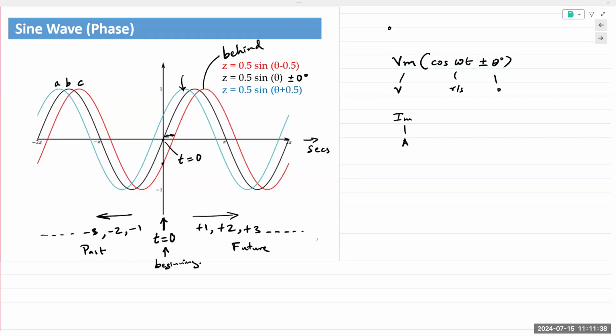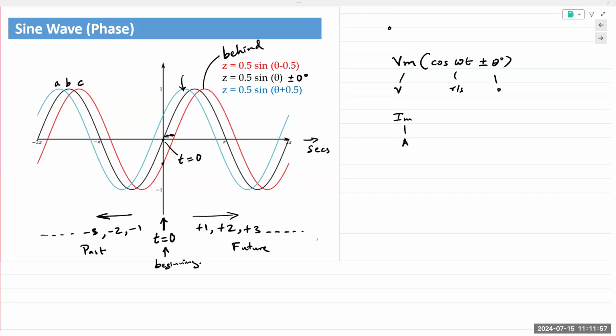Okay, let's pick up again. So we talked about how sinusoidal waveforms can be mathematically represented with the equation V of t is Vm cos omega t plus or minus theta.